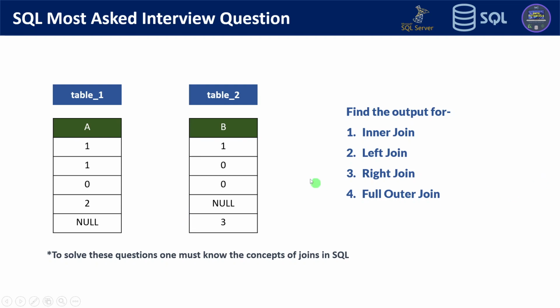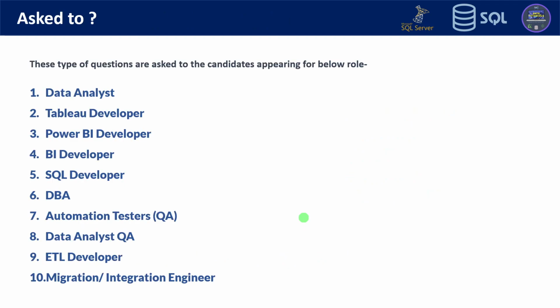Now we have to find the output for these four joins, and to solve this question you must know some concepts of joins in SQL. I hope you have already studied this type of joins. At least you must know what inner join does, what left join does, likewise. So we will move ahead: this type of question will be asked to which type of candidates?